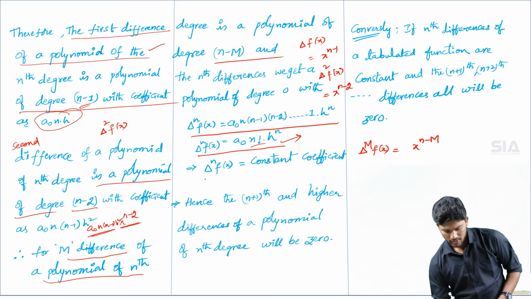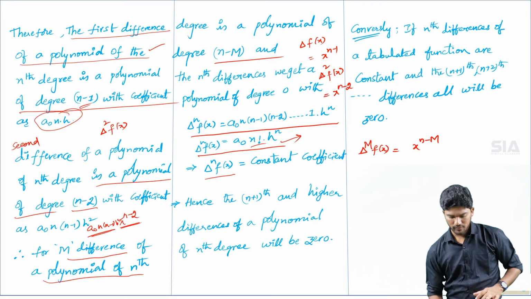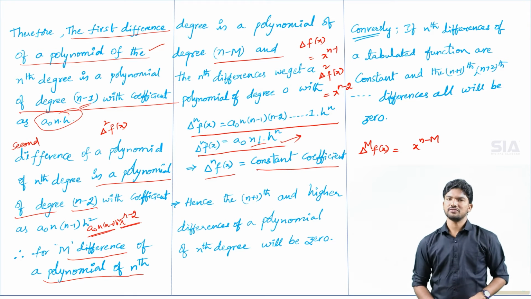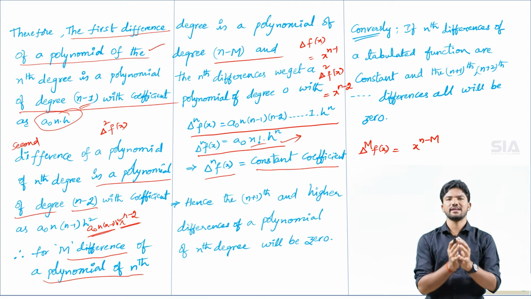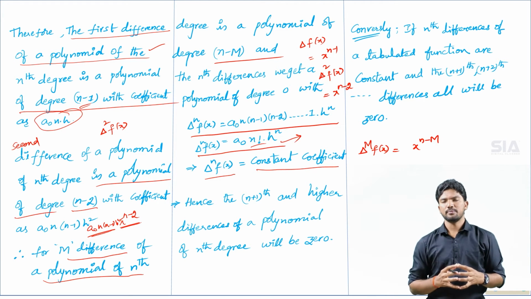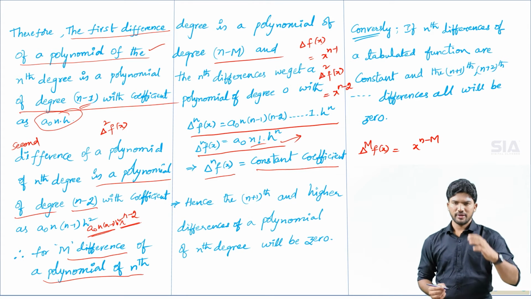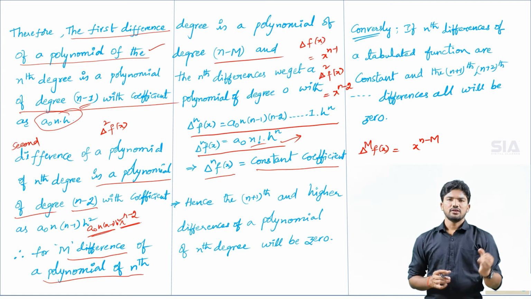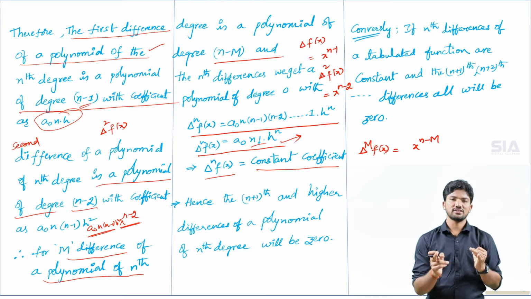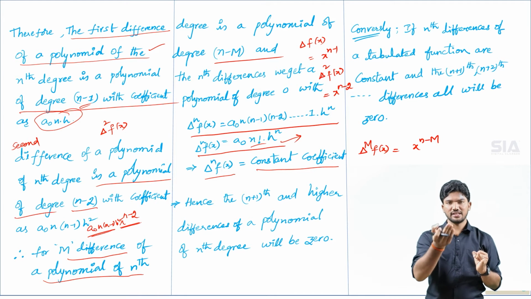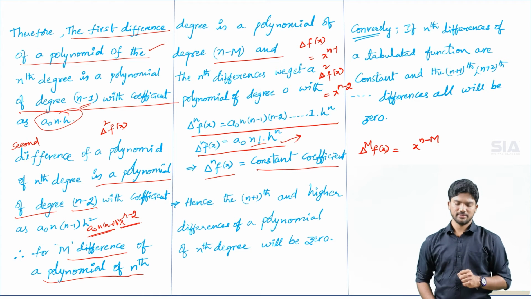So therefore, the nth degree difference delta power n f of x is a constant coefficient. That is the first statement of this theorem. Whenever you apply the nth difference to an nth order polynomial, you will get a constant. If you take a quadratic equation and take the first difference and second difference, the first difference gives a linear equation, and when you difference that linear equation again in the second difference, you get a constant. So that is the concept here.